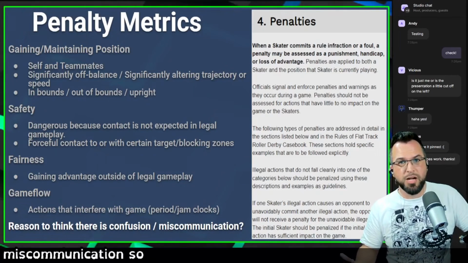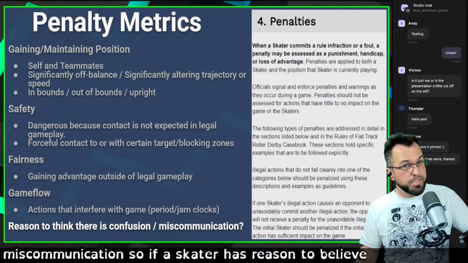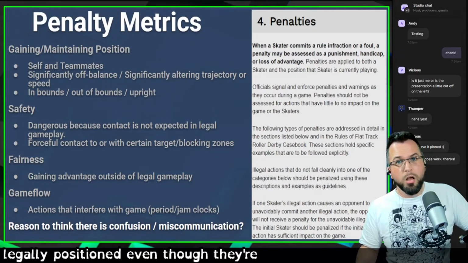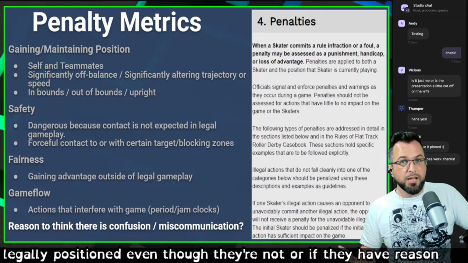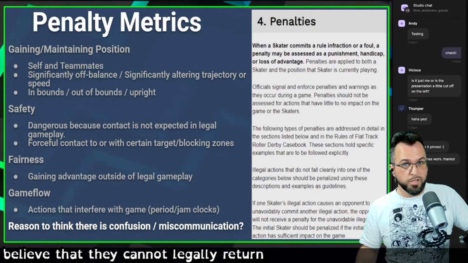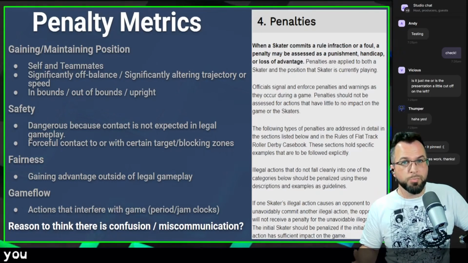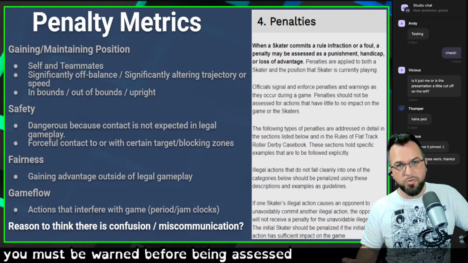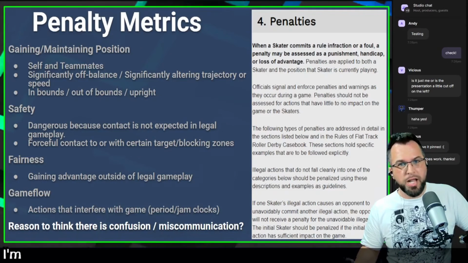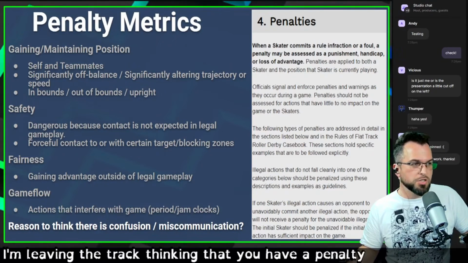So if a skater has reason to believe that they are legally positioned, even though they're not, or if they have reason to believe that they cannot legally return to a legal position, they must be warned before being assessed a penalty for failing to return. Some examples: leaving the track thinking that you have a penalty. So false starts fall into this a lot.